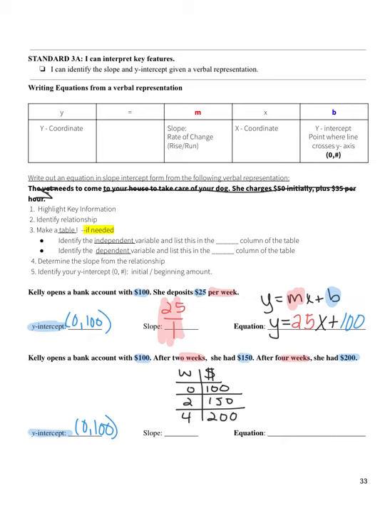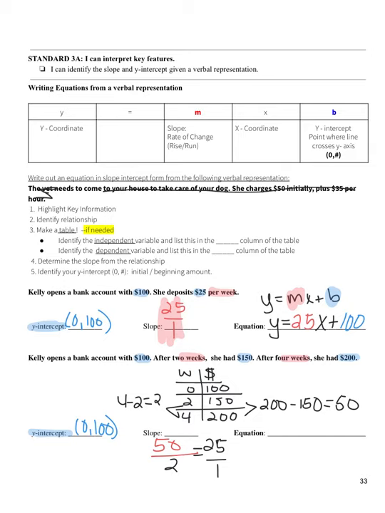Same thing we've been doing for a while now. So we have 200 minus 150, and that is equal to 50. So my change in Y is 50. Next, I'm going to look at my change in X. So I have 4 minus 2, which is equal to 2. So my change in X is 2. So my slope is 50 over 2, which would mean $50 every 2 weeks, but I want to know what it is per one, and that can be simplified to 25 over 1. So my slope is 25 over 1.